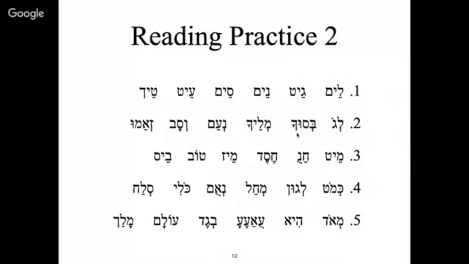Besu. Wait. Besu. You have to pronounce that final vowel. Besu. So after that, you see the Kamats under it? So Besuka. Besuka. Yeah. What's that? Malay. What is that? Maleja. Maleja. Is that right? Maleja. Yeah.